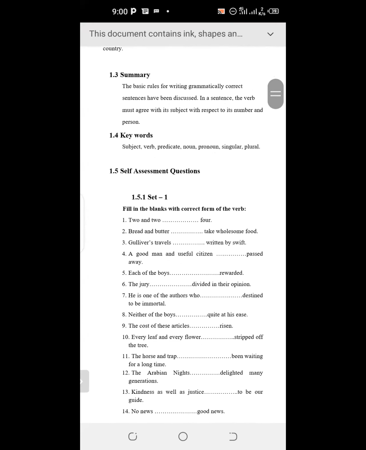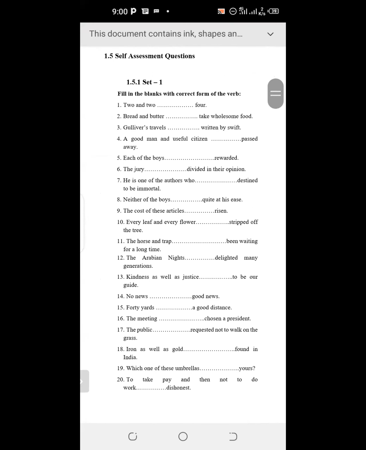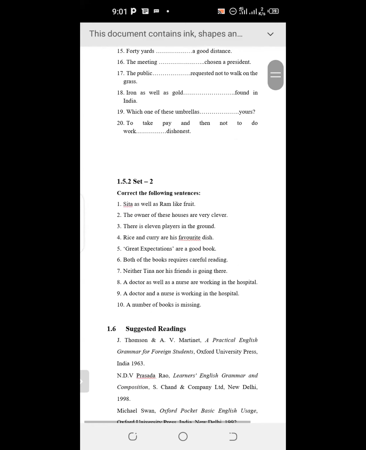And there is also an exercise for self-assessment. So I will share the screenshot of these questions, like 2 and 2 is 4 or 2 and 2 are 4. So you will have to use the correct verb, like bread and butter, take or takes, Gulliver's Travels is written or are written. So you will have to fill in the blanks, and this will be your assessment. I will share this in the group. And this is number 2.